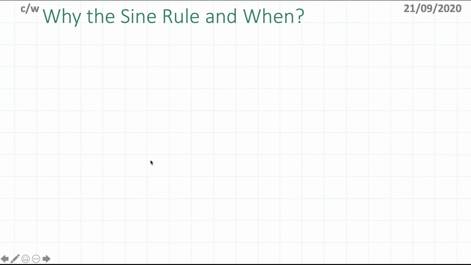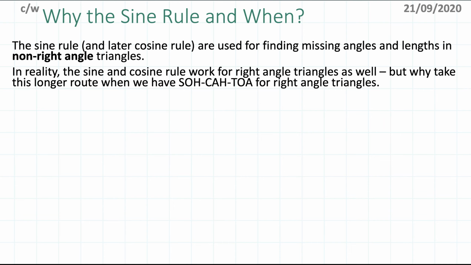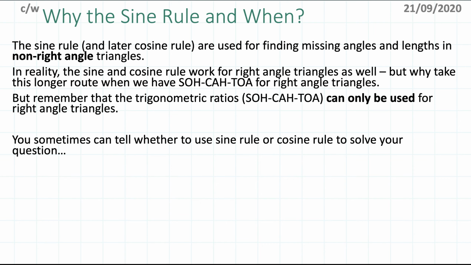So why use the sine rule? When do you use it? In another video I explained the cosine rule, but the idea is that you want to use it for non-right angle triangles. Now you can use the sine rule and cosine rule for right angle triangles, but we already have SOHCAHTOA for the right angle triangle, so we stick to those. But SOHCAHTOA only works for right angle triangles, so we need an alternative for non-right angle triangles.